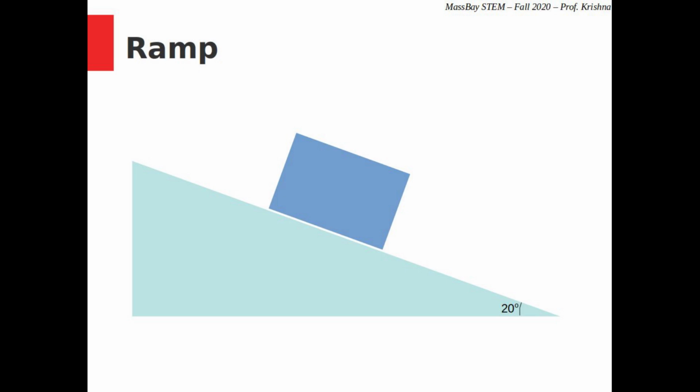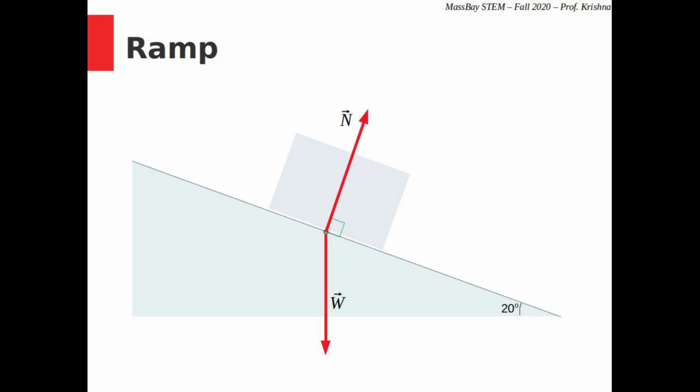An object placed on a ramp will feel two forces at minimum. One is the familiar force of weight. The other is the normal force, but here there's a difference. The normal force is always pointed at 90 degrees perpendicular to the surface.